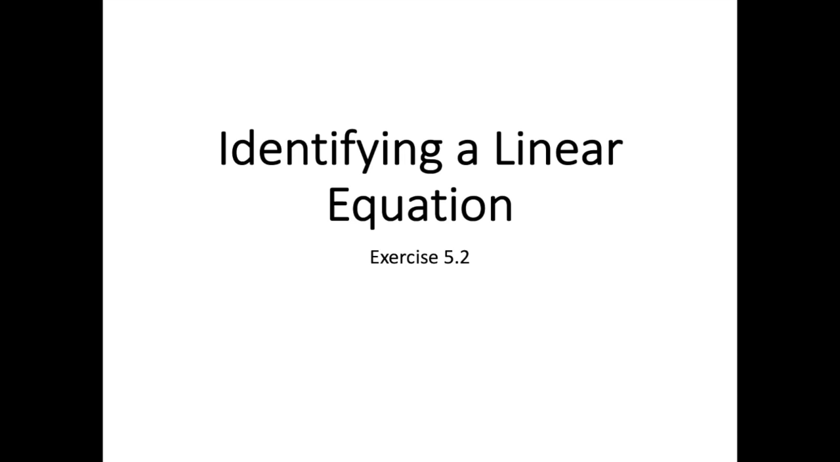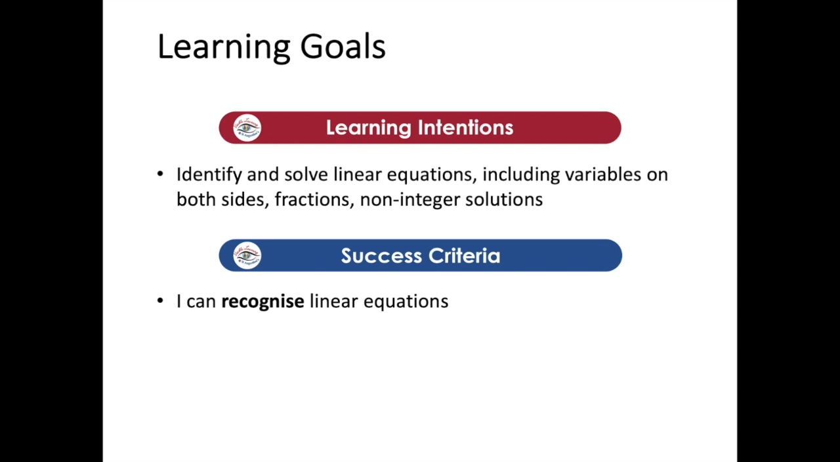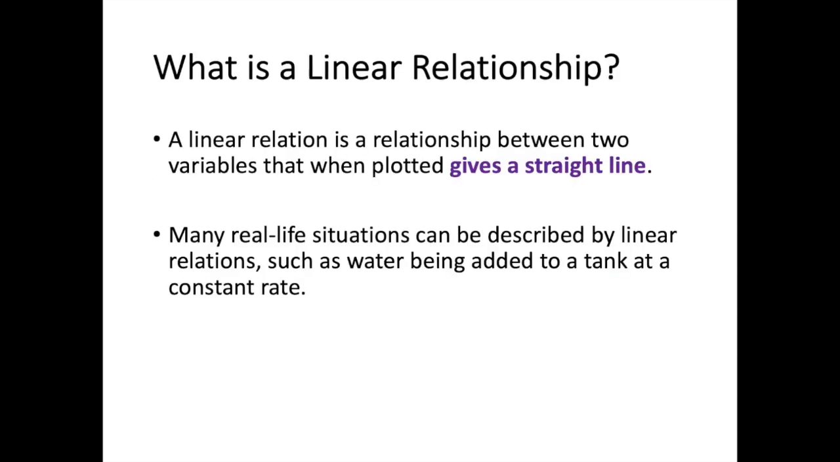In this video, we're going to have a look at how we identify a linear equation. So the aim of the video is for you to be able to recognize what is a linear equation from a non-linear equation. Linear equations come from linear relationships, and a linear relationship is one between two variables that, when we plot onto a Cartesian plane, will give us a straight line.